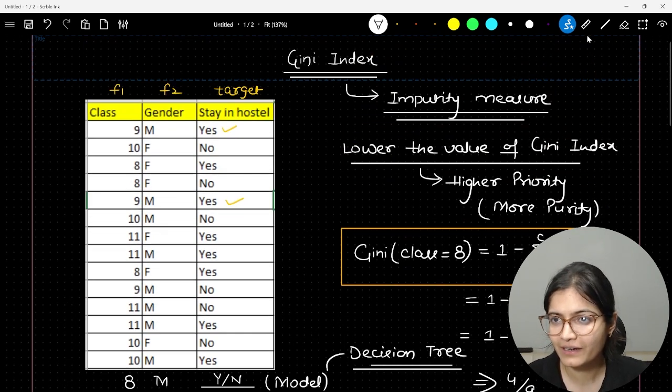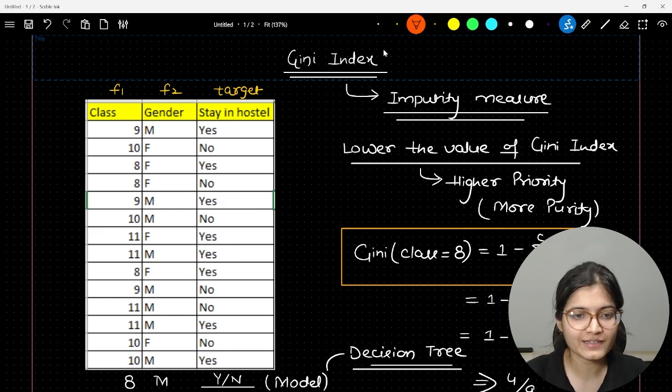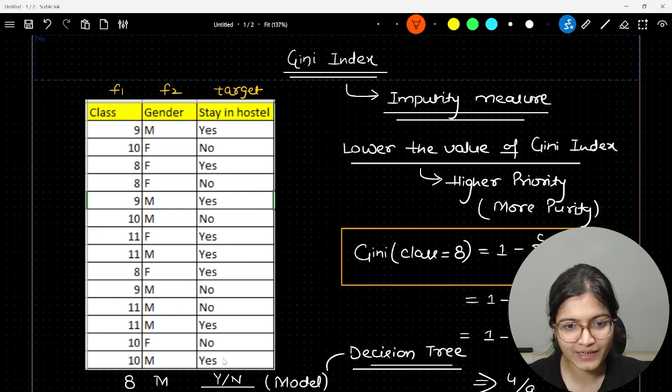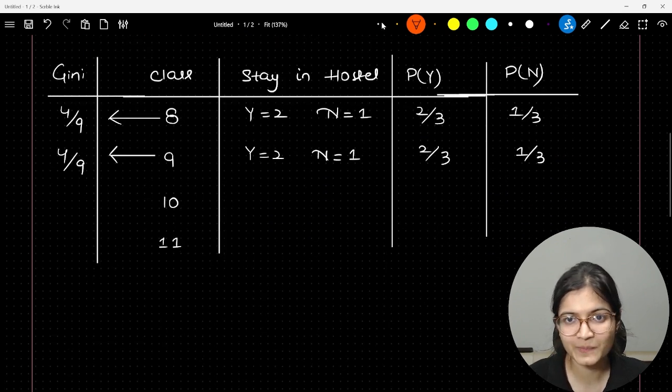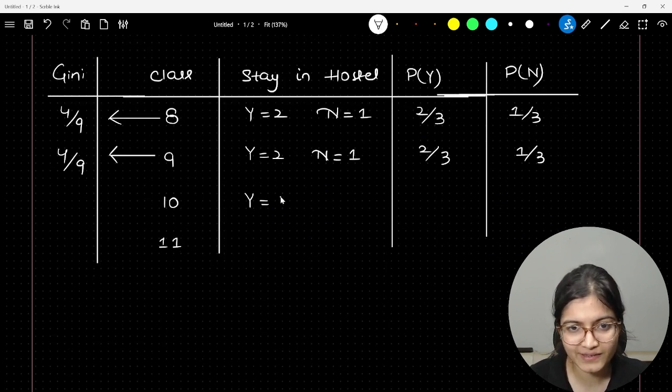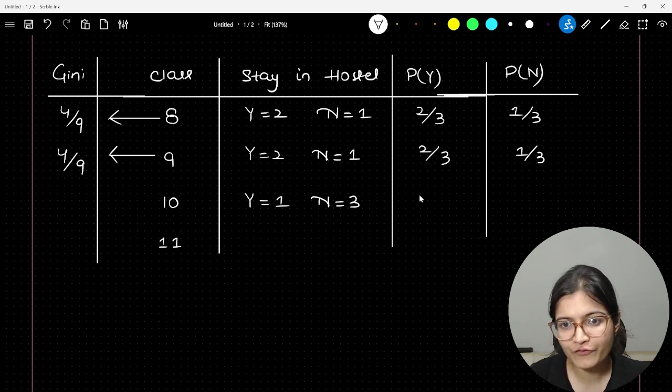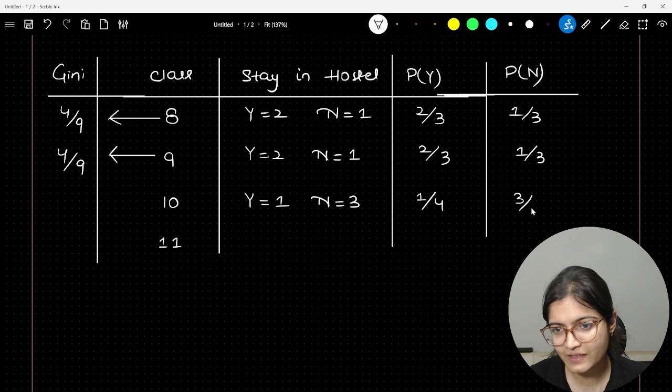In class number 10, let's try to ask the same question. With respect to class 10, how many yes are there? You can clearly see only a single yes is there and 3 no's are there. 1, then 2, then 3. So in this specific case, only a single yes and 3 no's, right? So what is the probability of yes? It is 1 by 4. What is the probability of no? It is 3 by 4.